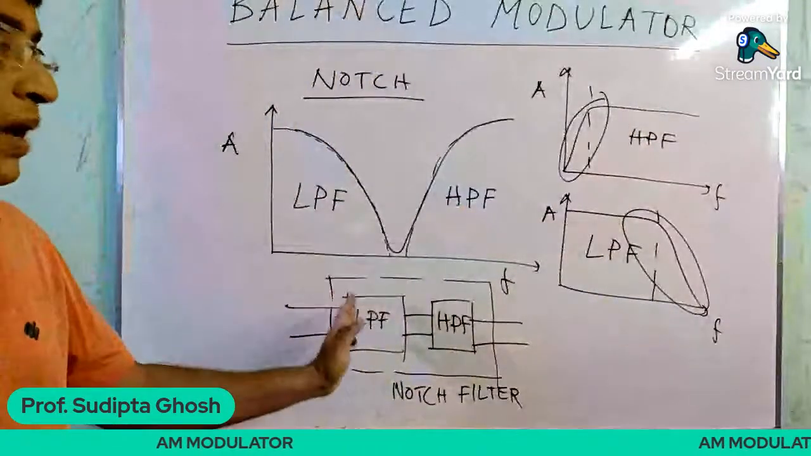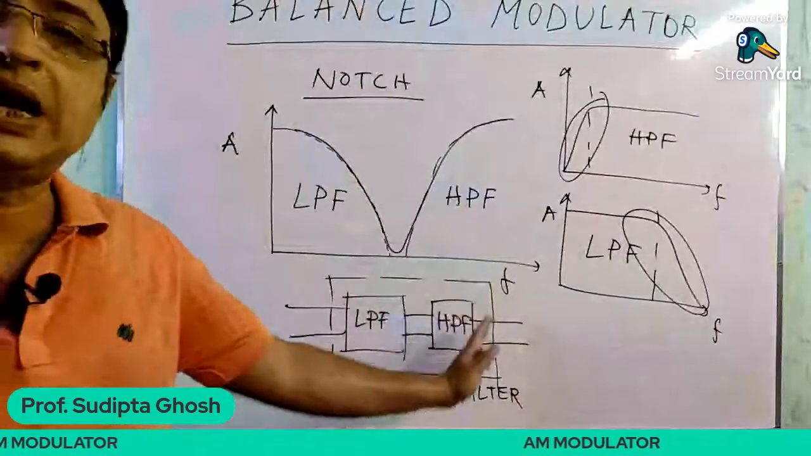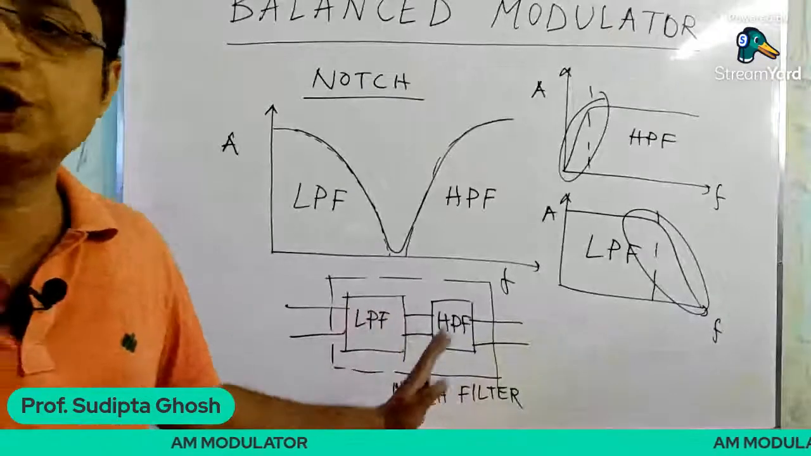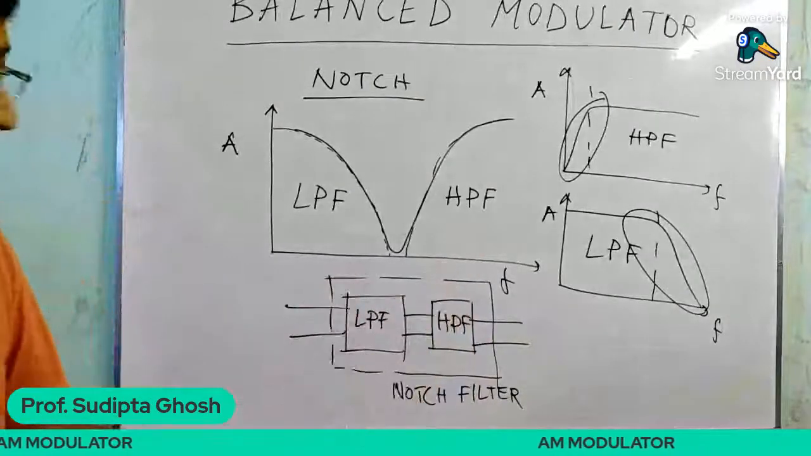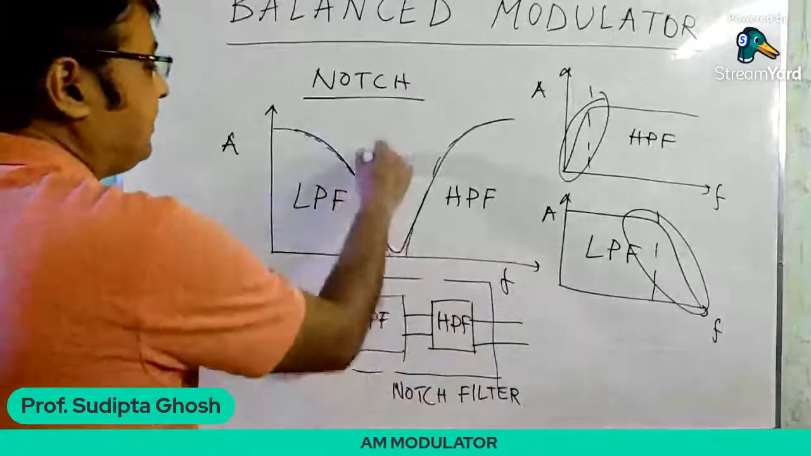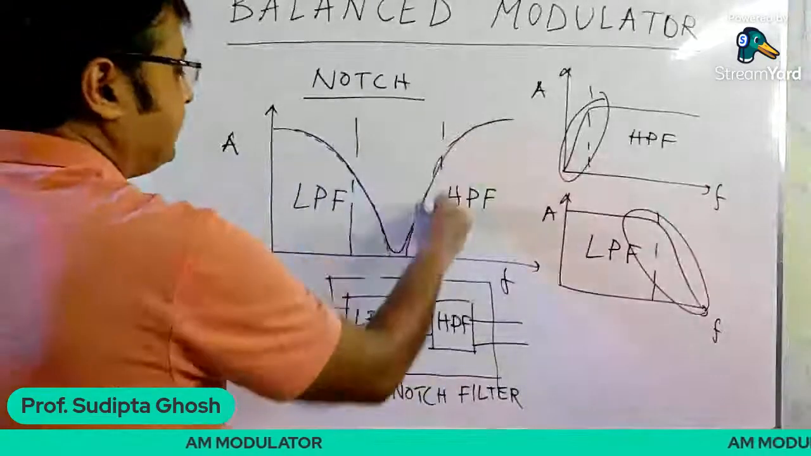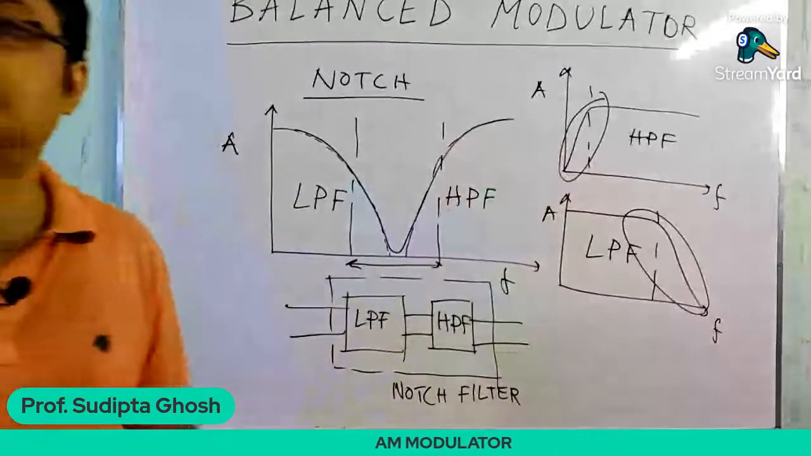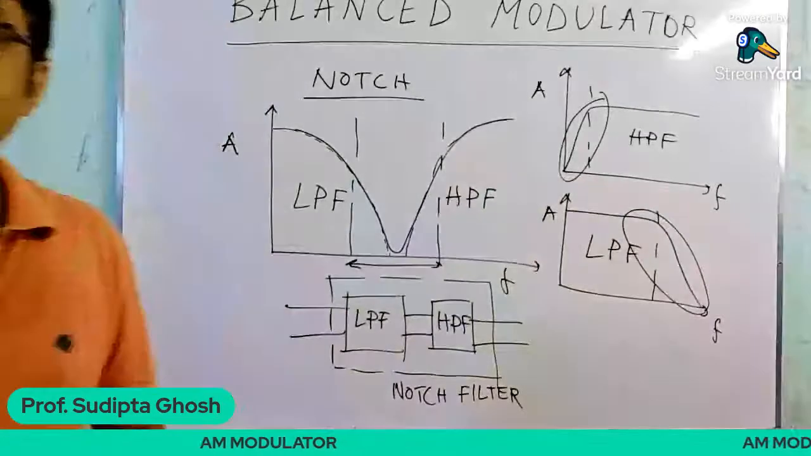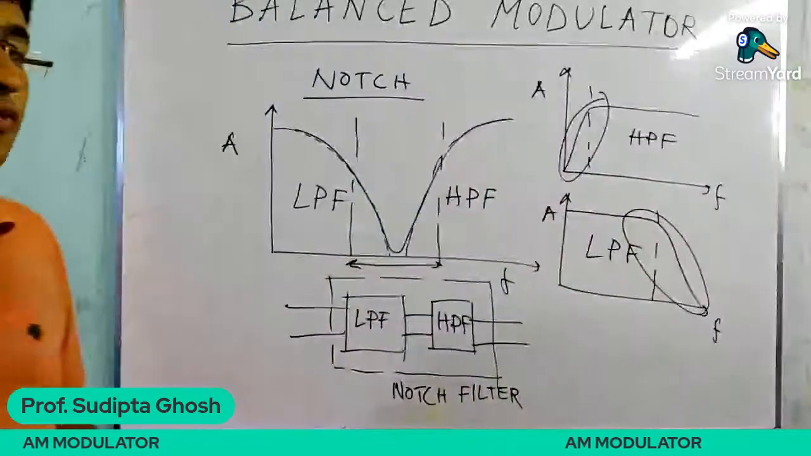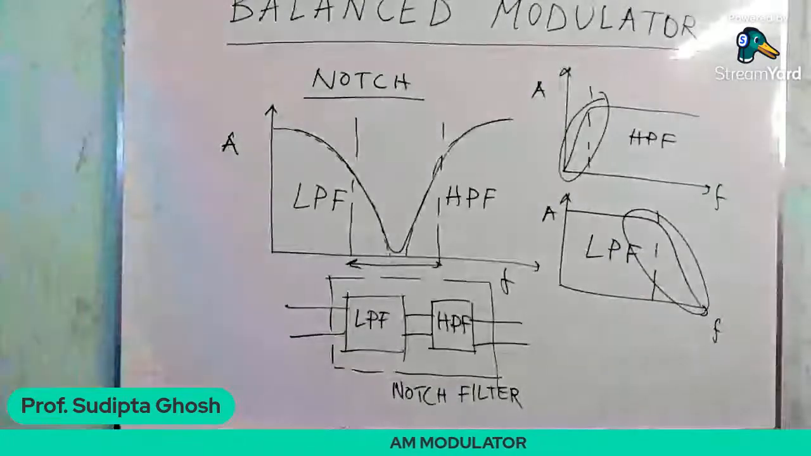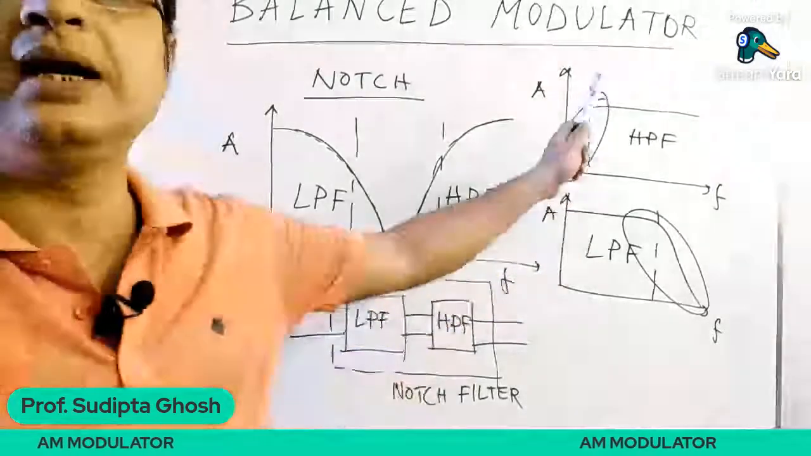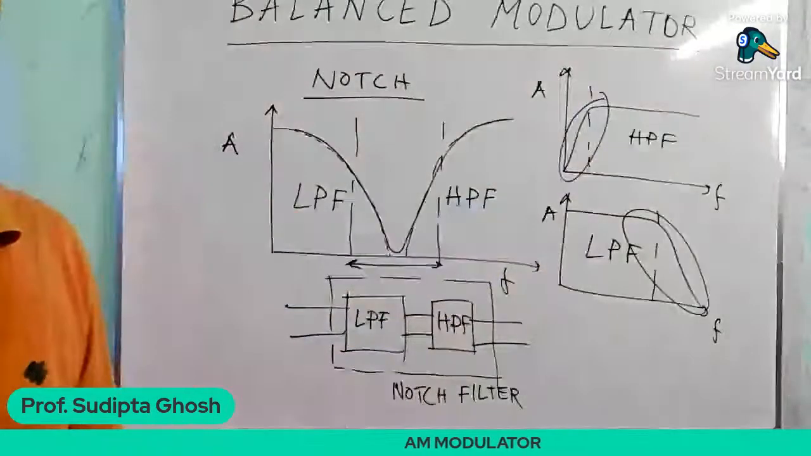So if I connect one low pass filter in series with a high pass filter, then it can work as a notch or a band reject filter. So this filter rejects this part of the frequency, or this part of the bandwidth. Is it okay? Have you understood how I draw a notch filter, or how I can explain a band reject filter in terms of a low pass filter and a high pass filter? Is it okay?